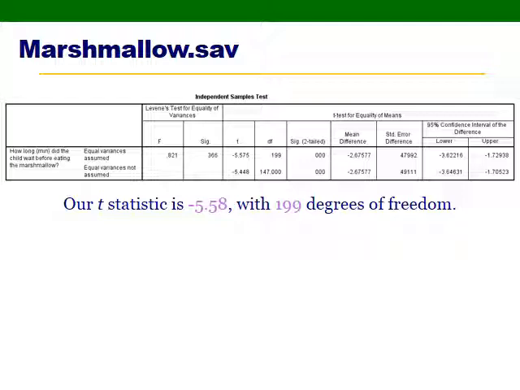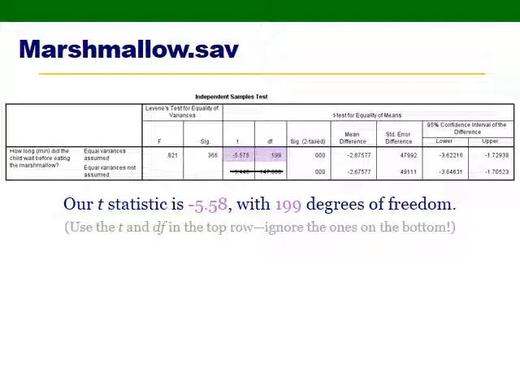Now, the first thing I want to warn you about with this table is there are two rows in it. There is one row that is labeled equal variances assumed, and there is a second row labeled equal variances not assumed. We are going to use the t-statistic and the degrees of freedom value in the top row of this table. You can ignore the ones that I've crossed out here on the bottom. So in this case, our t-statistic would round to negative 5.58, and our degrees of freedom is 199.